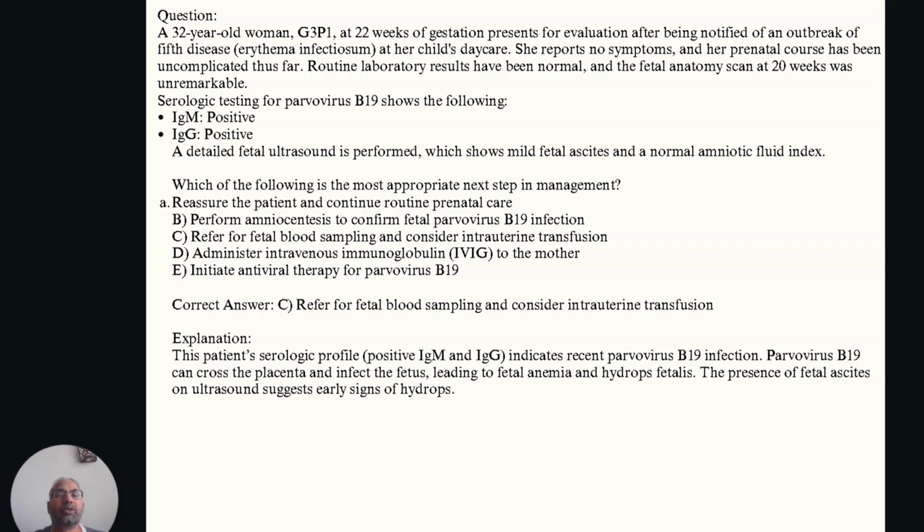So which of the following is the most appropriate next step? Reassure the patient, perform amniocentesis to confirm fetal parvovirus infection. C is refer for fetal blood sampling and consider intrauterine transfusion. So as we just read, this is the best option here. We have to do a blood sampling of the fetus to see what is the level of anemia that the baby is having. And then if it is very severe, we have to consider intrauterine blood transfusion. So that is the correct answer among the choices.